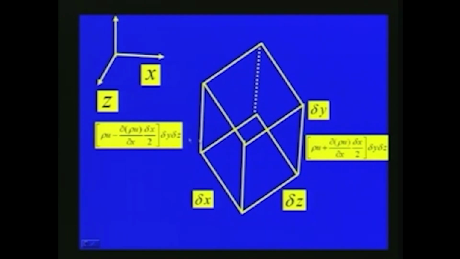With respect to this face of the cubic element which we are considering, on the left hand side the mass flow rate will be rho u minus del rho u by del x into delta x by 2, into delta y into delta z, and on the other side it will be rho u plus del rho u by del x into delta x by 2, into delta y into delta z. So now we are considering the x direction.